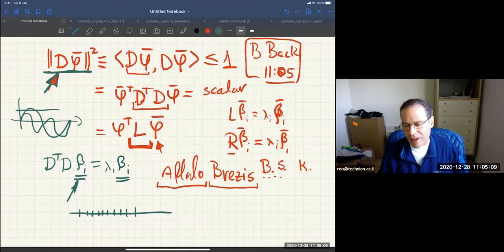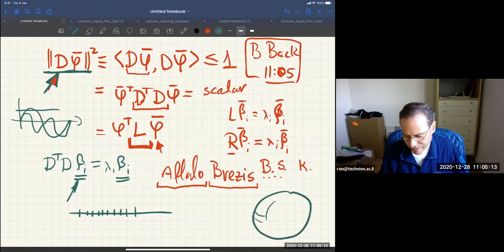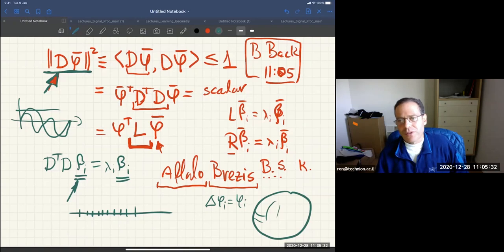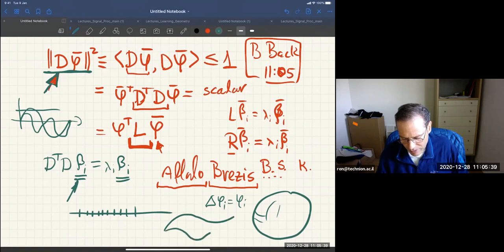But you can think of more complicated domains. For example, a sphere. You can define the Laplacian on a sphere. There is no problem doing that. It's called the Laplace-Beltrami, but there is a way of taking a second derivative on a sphere. If you diagonalize it, what you get is spherical harmonics, which is nothing but an extension of the Fourier to a sphere. You can think of more complicated domains. It doesn't have to be a sphere. It could be any curved domain, something that looks like that.